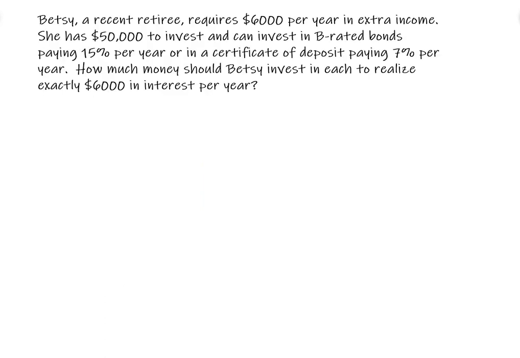Alright, in problem number 1 we have Betsy, a recent retiree, requires $6,000 per year in extra income. She has $50,000 to invest and can invest in B-rated bonds paying 15% per year or in a certificate of deposit paying 7% per year. So we can see in this question that we have one type of interest rate and a second one as well. And we want to put those both into the same equation.